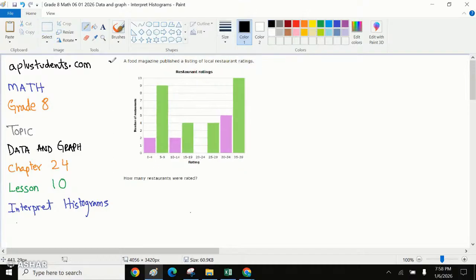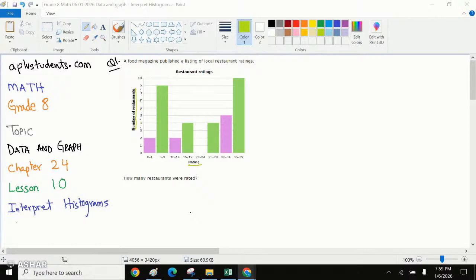Question number 1 shows us a food magazine published a listing of local restaurant ratings over here, okay? On the y-axis, it says number of reservations. Oh, sorry, number of restaurants, okay? And the x-axis has the ratings on it. This is the number of restaurants, and this is the rating, okay? So how many restaurants were rated in total? What we need to see is the total number of restaurants, right?